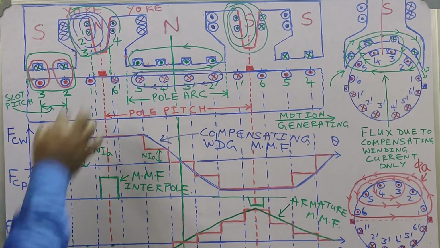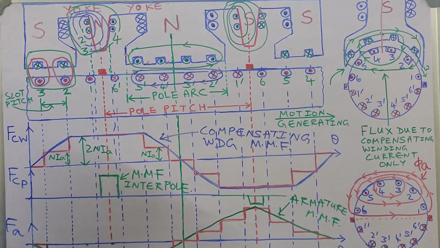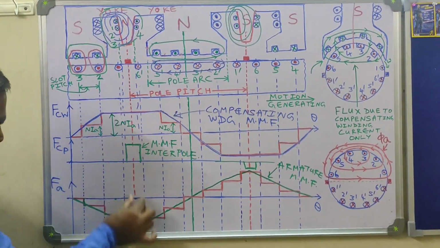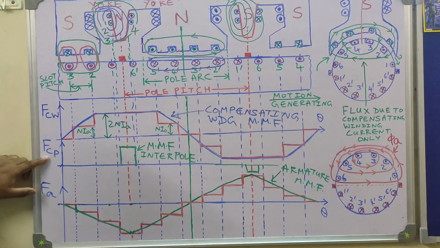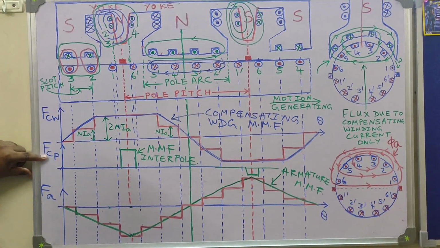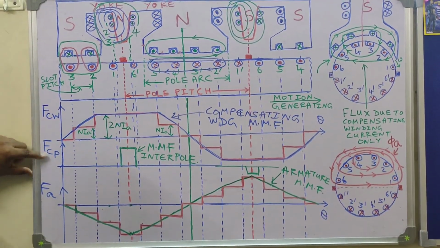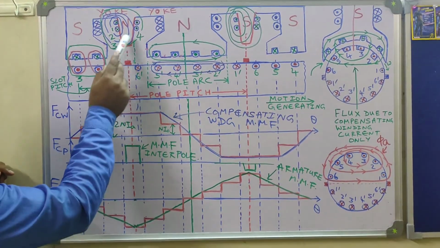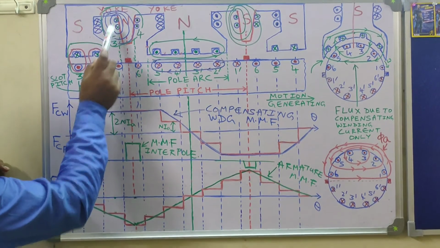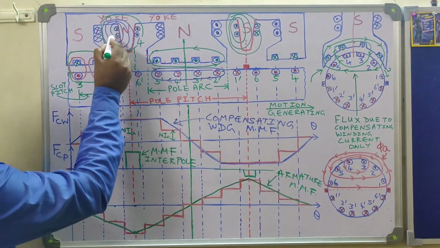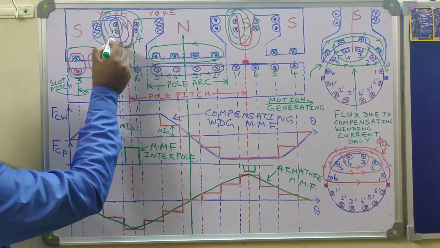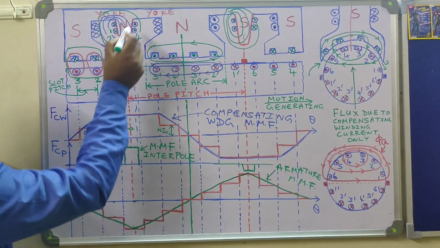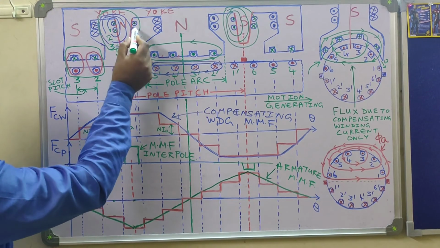This MMF due to interpole will cancel the armature MMF along the polar axis only, that is in the commutation zone only. We can see here that FCP stands for MMF of the commutating pole. CP means commutating pole, that is interpole. So you have drawn the variation of MMF for this interpole. You have chosen path number 1, with 2 cross current. In path number 2, again only 2 cross current. Path number 3, 2 cross current. But in path number 4, 2 cross current and 2 dot current.